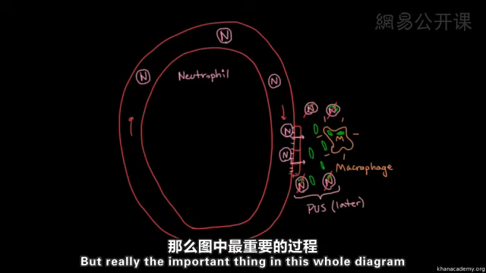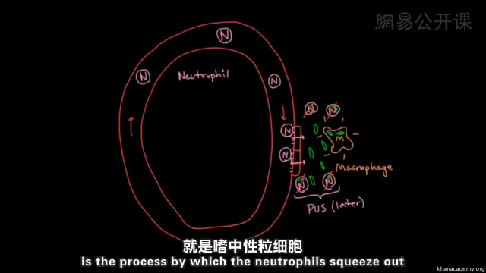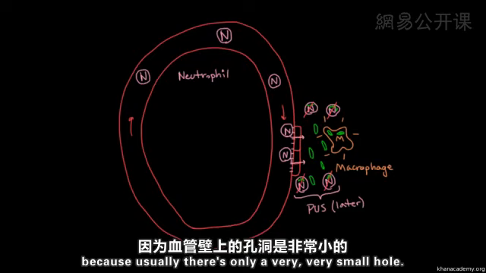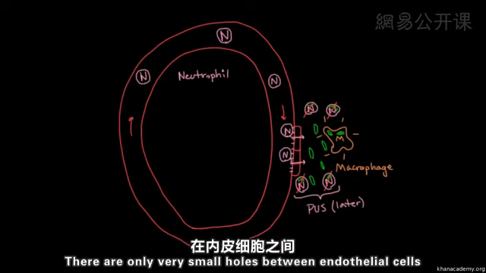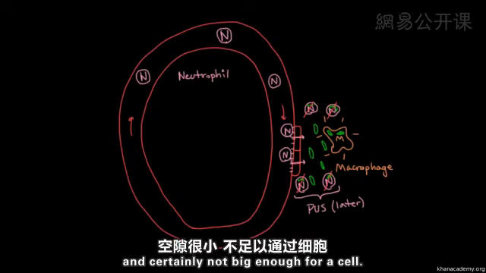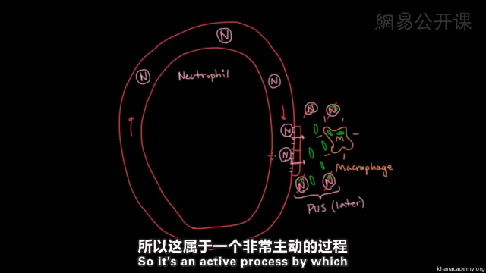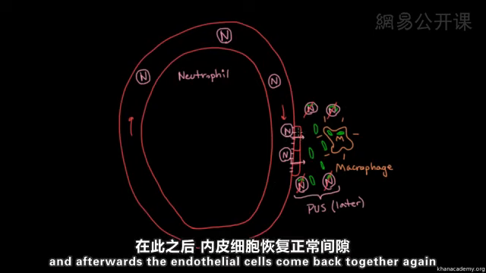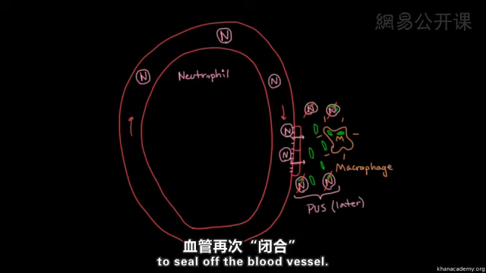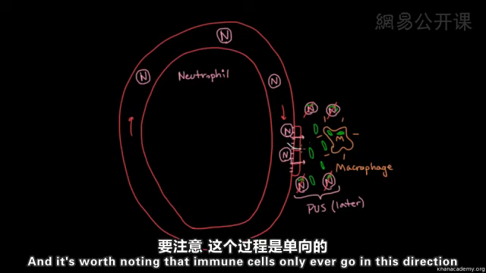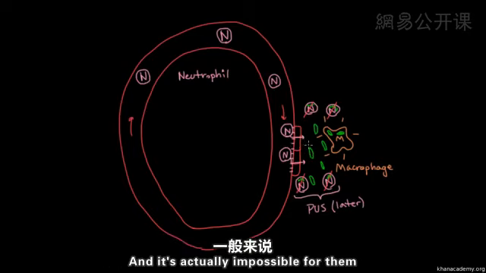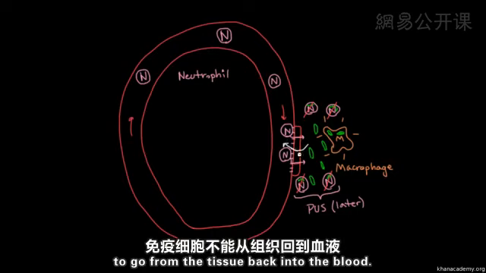But really the important thing in this whole diagram is this process by which the neutrophils squeeze out between these endothelial cells. Because usually there's only a very, very small hole. There are only very small holes between endothelial cells, and certainly not big enough for a cell. So it's an active process by which the neutrophil kind of pries apart two endothelial cells to squeeze through, and afterwards the endothelial cells come back together again to seal off the blood vessel. And it's worth noting that immune cells only ever go in this direction. They only cross from the blood into the tissue, and it's actually impossible for them to go from the tissue back into the blood.